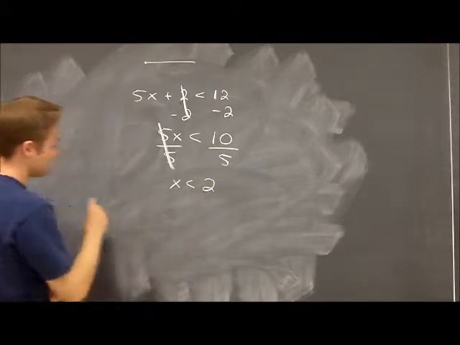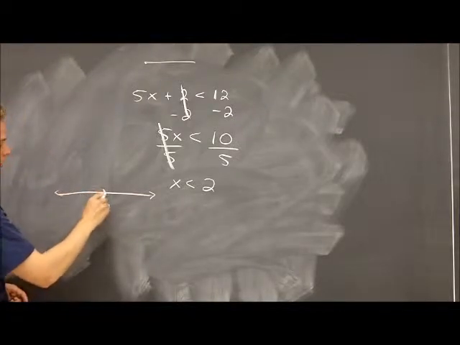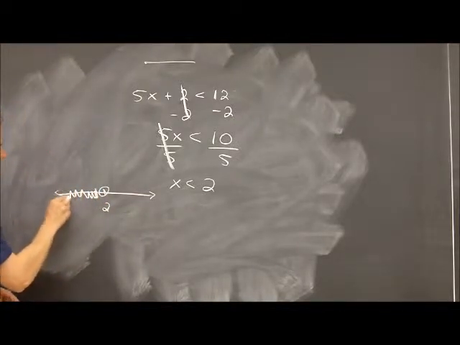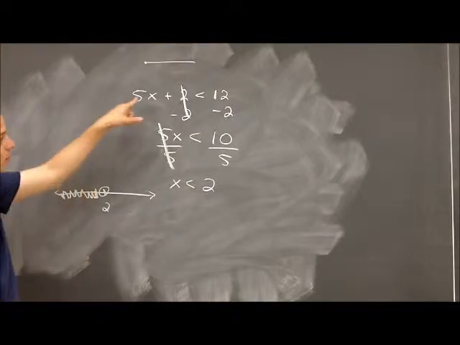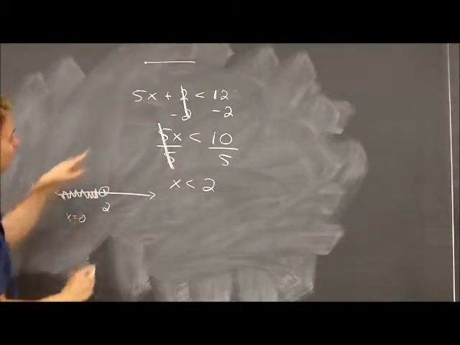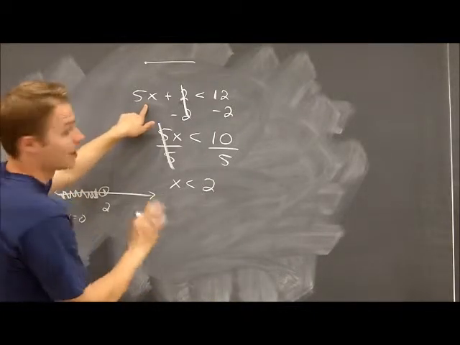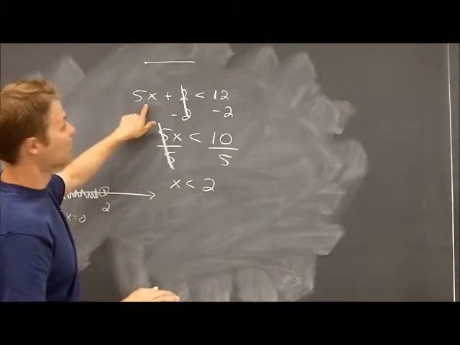Now what this means is that any x value that you pick, not including 2, but any value that's less than 2 that we pick on a number line should be a solution to this inequality. For example, if I pick x equals 0 and plug it in, this should be a true equation. I should say our original, not equation, but inequality. This should be a true inequality.